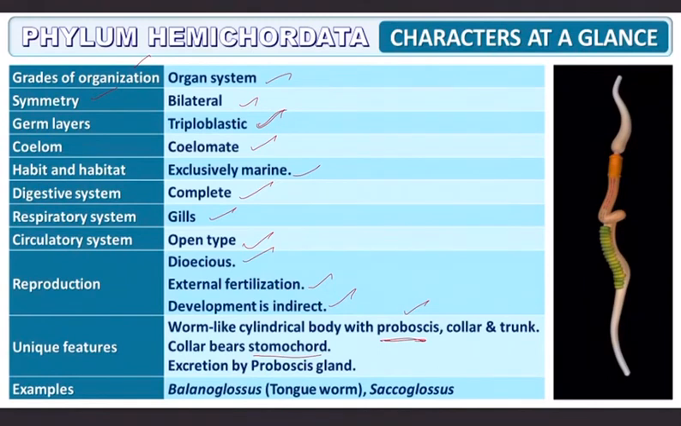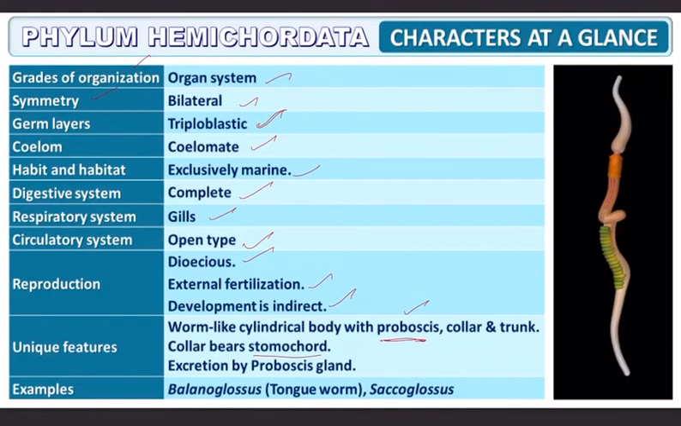Similarly, respiratory system. In most phyla we have seen, there was no respiratory system at all. It is only skin, through skin breathing was taking place. Now there is a presence of gills, gill clefts, all that. So we can track the evolution of the respiratory system. Then comes the circulatory system. In the majority, 90% of the phyla, there was no circulatory system. And even in Hemichordata we are seeing that there is open type only still. Closed circulatory system with a well-developed heart is yet to come.